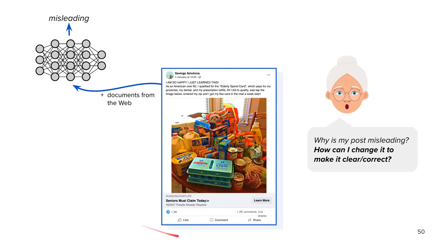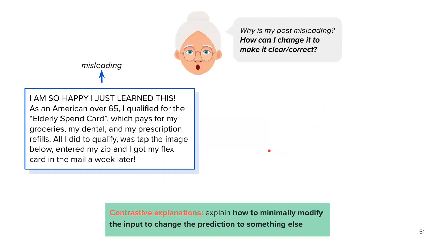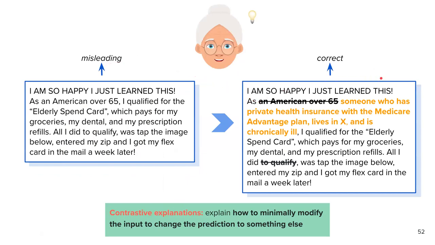So I'm going to go back to the example with the elderly lady. So we had, why is this post misleading? And imagine that another woman had written this original post, and now she might see, oh my God, my post is flagged as being misleading. I really don't want to be misleading on the internet. How can I fix that? So we can use one of these techniques where we would change her post in a way that would change the label from misleading into correct information.